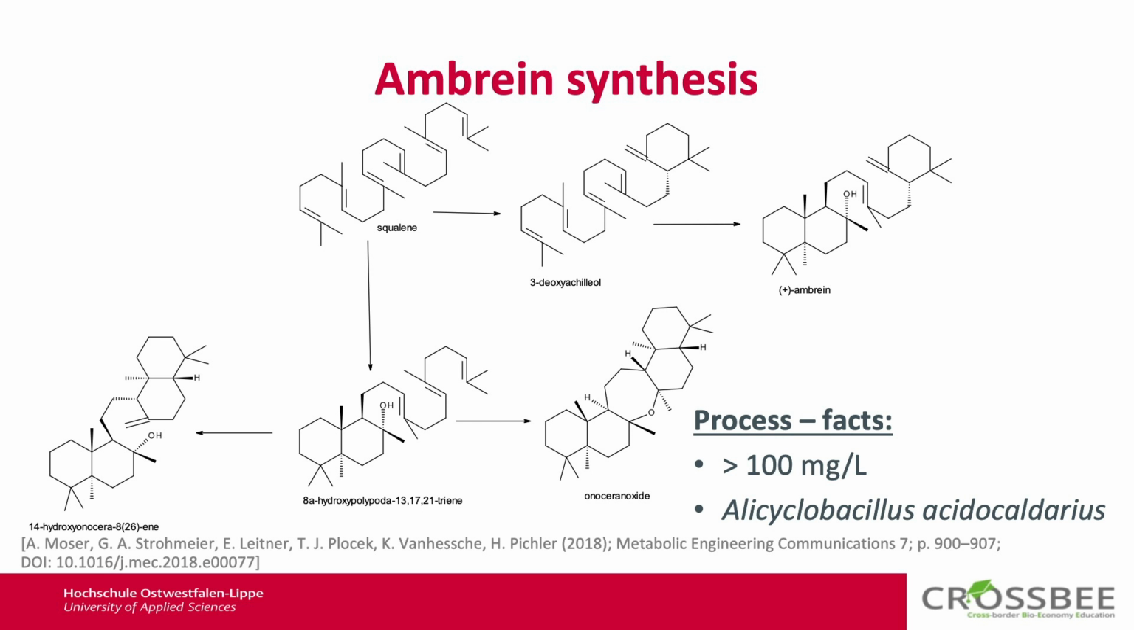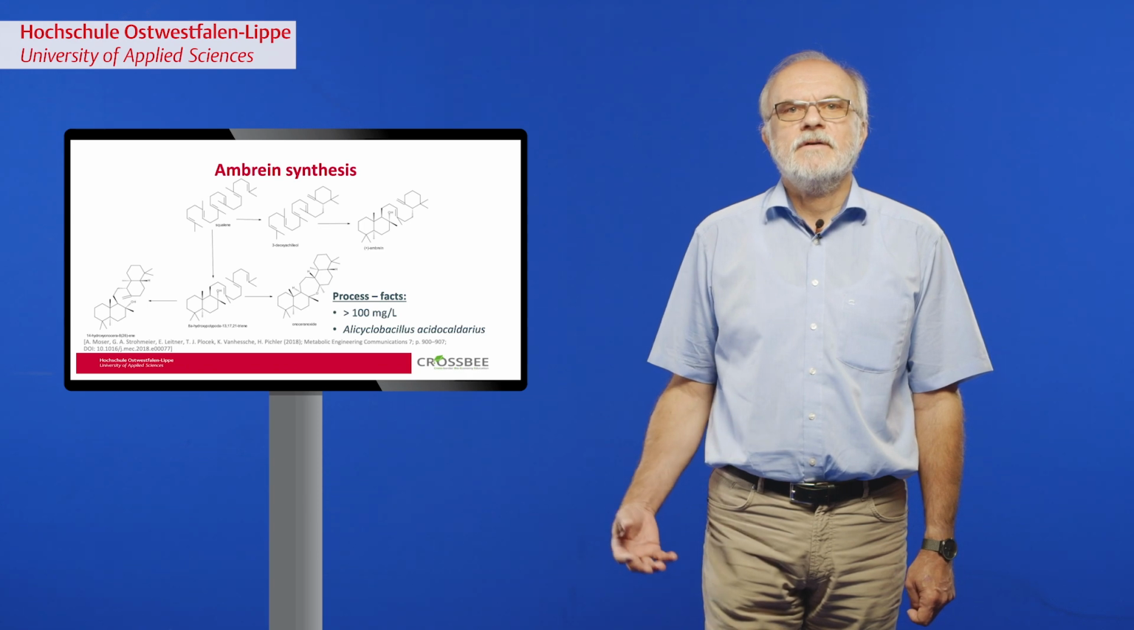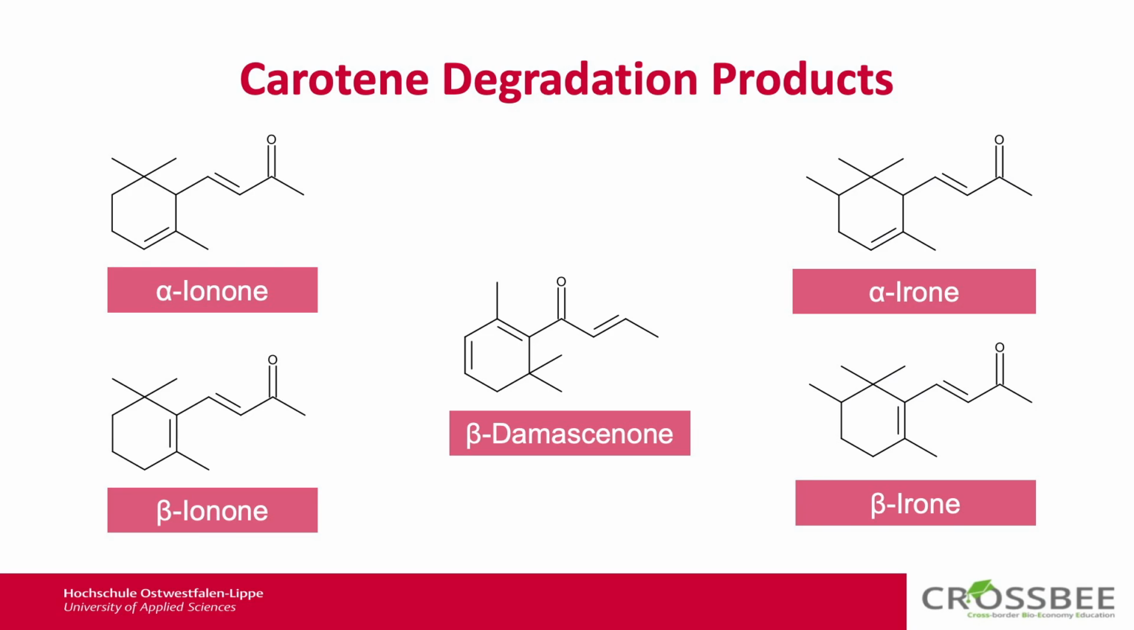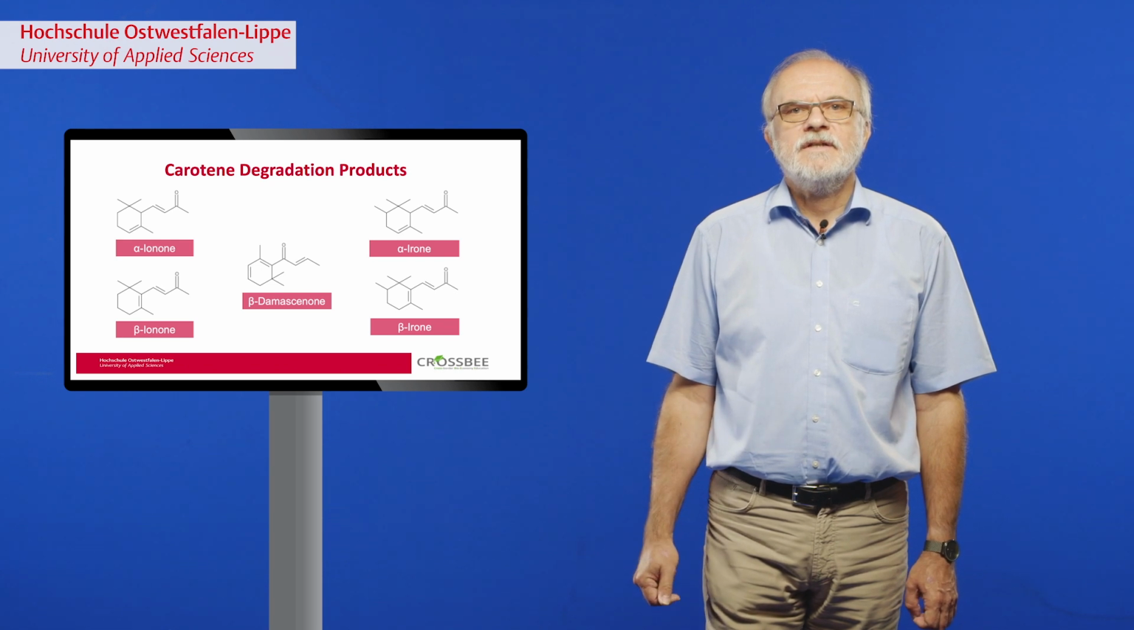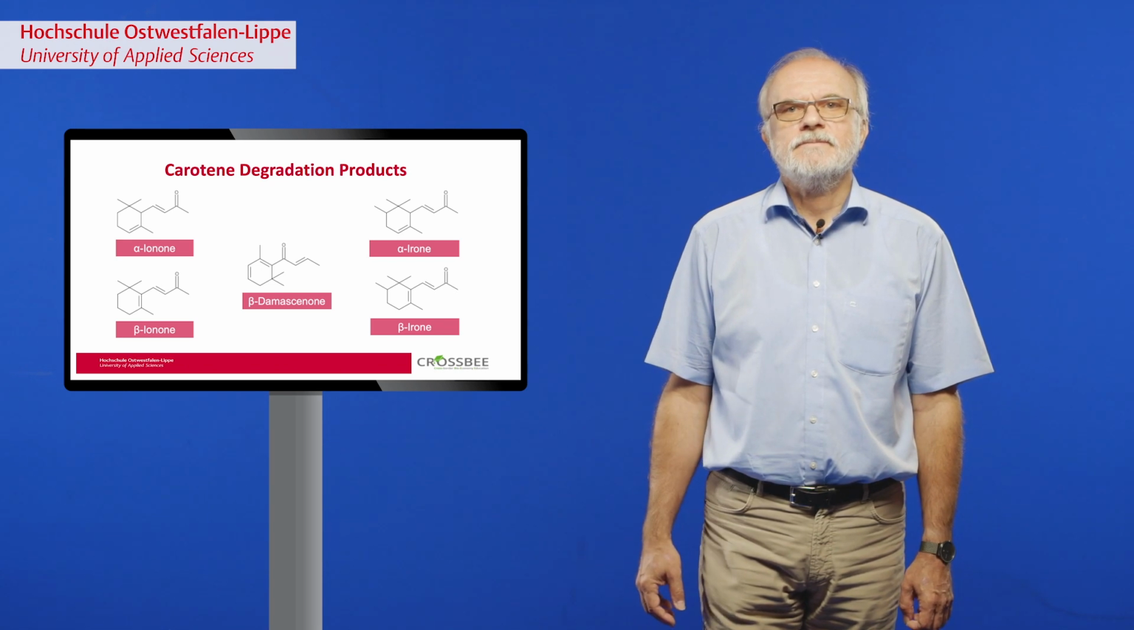The carotenes are examples of the tetraterpenoids. These are the precursors of a number of smaller flavor molecules like alpha and beta-ionone, beta-damascenone, or the irones. Alpha-ionone is the most expensive one out of this group. It has a violet and raspberry flavor.